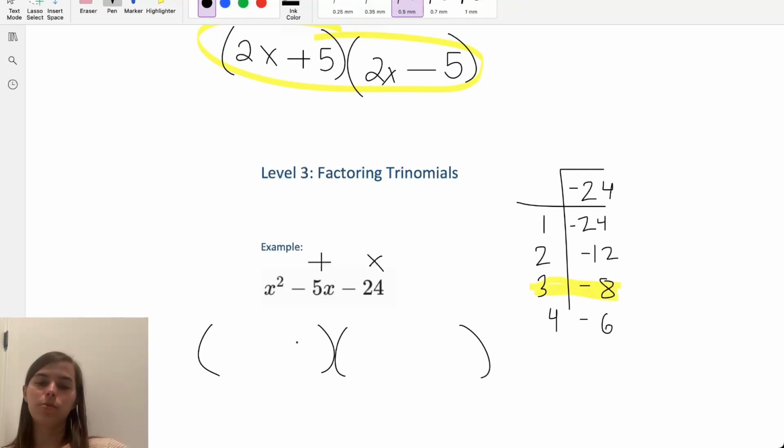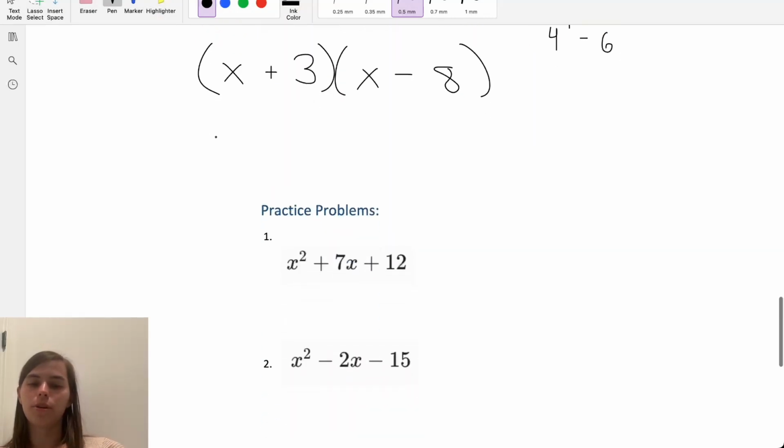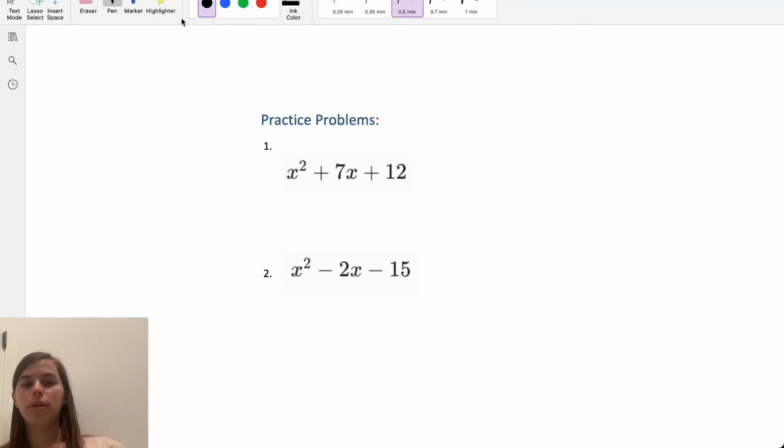So what do we do with those numbers? We just put them in here. We have a +3 and a -8. And then in order to get an x squared at the front, we'd have to do x times x. So that's how you factor a trinomial. Okay, so now let's just do a couple more practice problems with that. Next one, remember we need to find two numbers that add to get 7 and multiply to get 12.